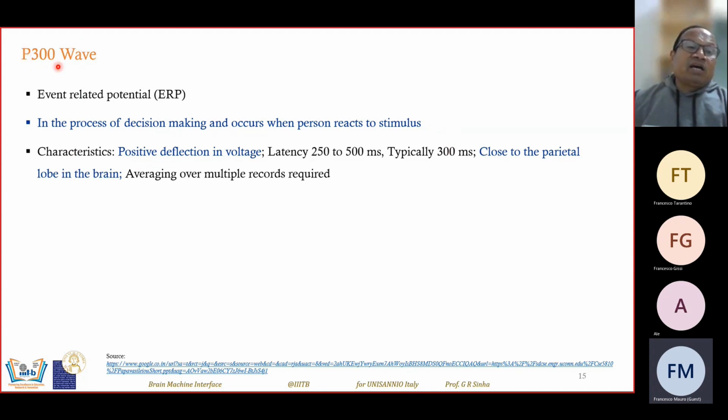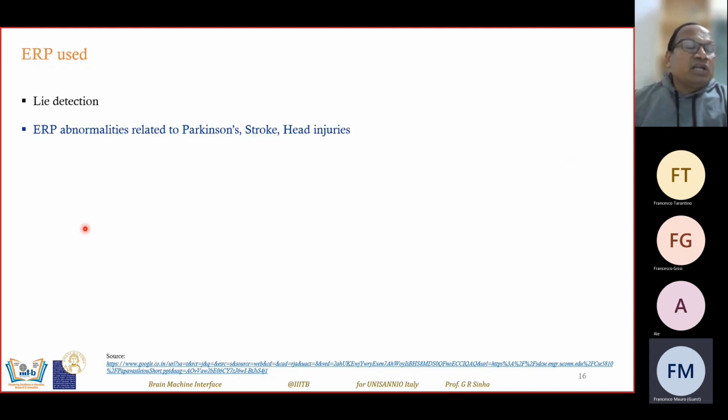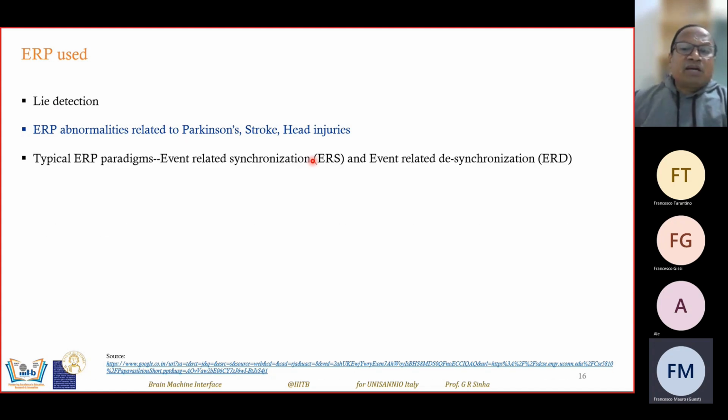Generally, why it is called P300, I have already explained. This is a positive peak after 300 millisecond of latency. But there are some peaks which are also seen at 250, 500 millisecond. But 300 is very important. We will understand that specifically in the discussion of P300 BCI. ERP is used in lie detection. Particularly P300 kind of BCI is used in the lie detector. ERP abnormalities can be used to study Parkinson's disease, stroke, and head injuries. These are the areas where ERP paradigms are typically studied.